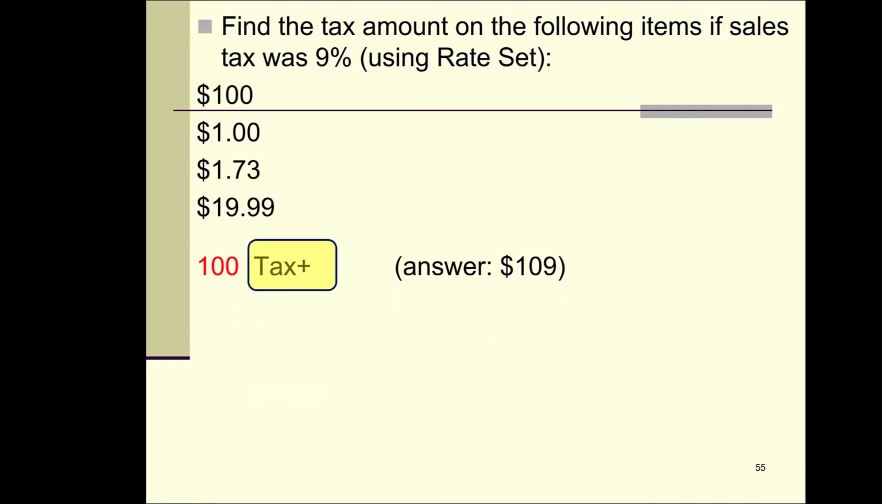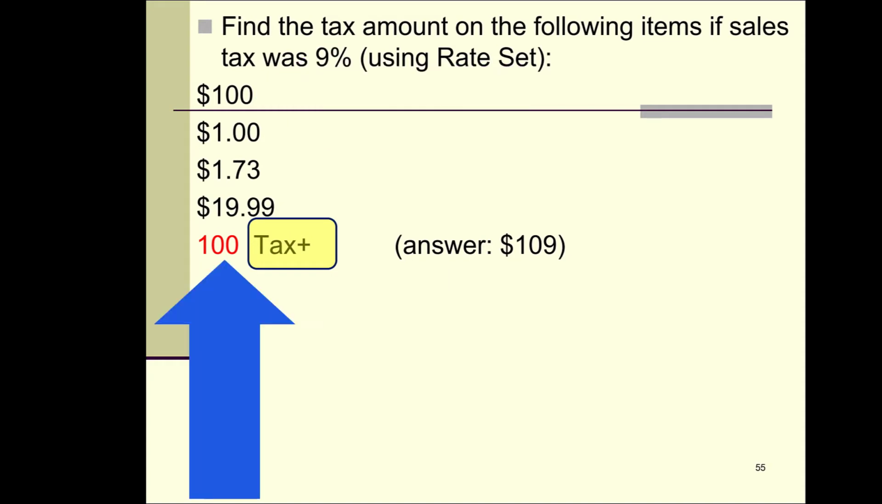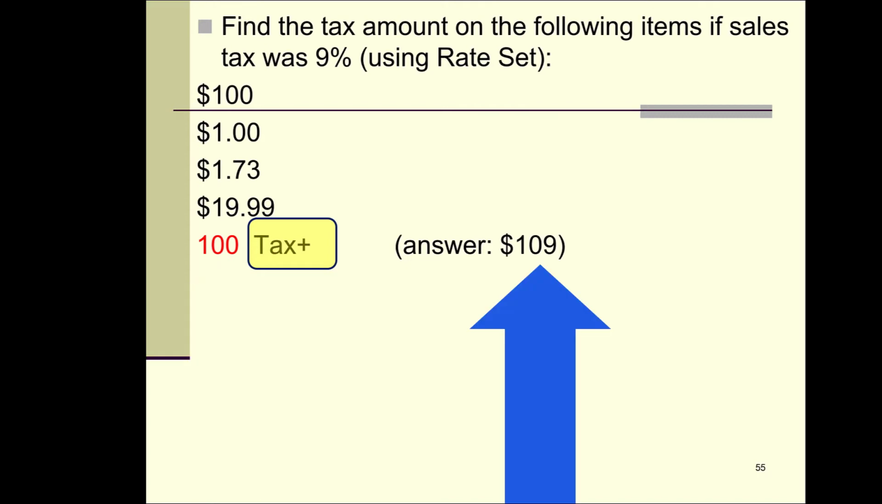And now we're going to calculate the cost of the item plus the tax for the $100 item by simply entering 100 and then hit tax plus, and your answer should be 109. In other words, you're going to charge the customer $109, the $9 being the tax.